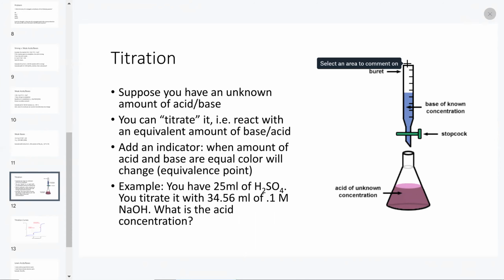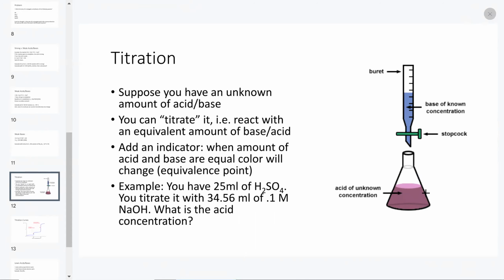And the base has a known concentration. We know how concentrated this base is, and using this burette, we can easily measure the volume. That means we can calculate the total number of moles of base. From that, we can determine the moles of acid. And we know the volume of this acid, so we can determine the concentration. Okay?